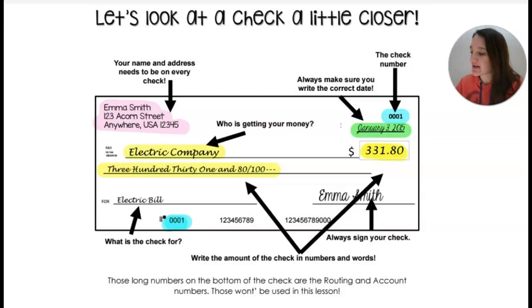Okay. Down here, you're going to see a memo. Sometimes it says memo, sometimes it says for. Basically, this is just your way of reminding yourself what this is for. Well, this is for my electric bill.